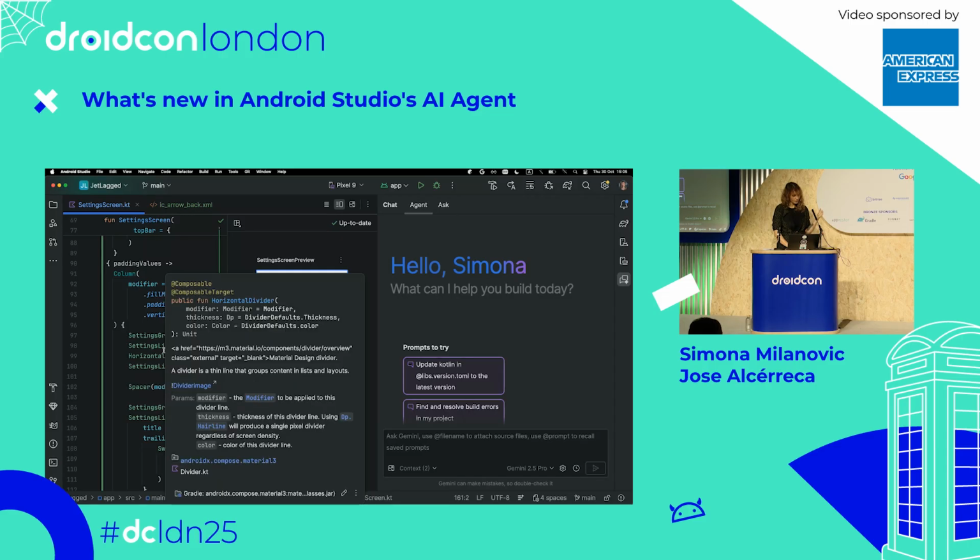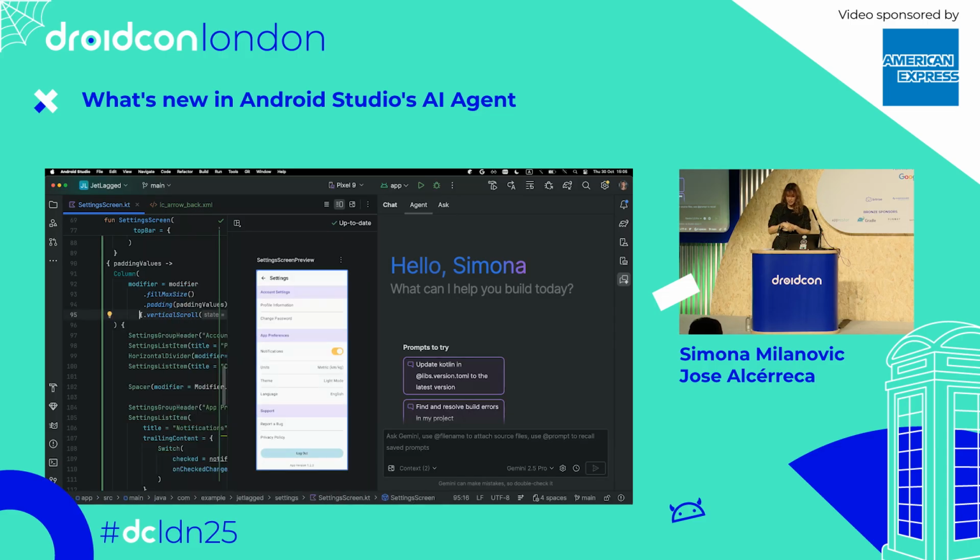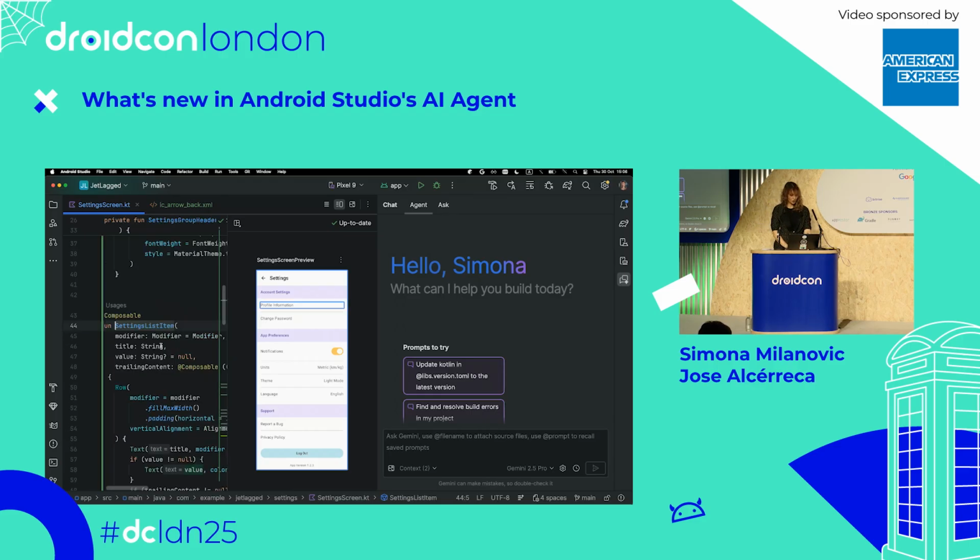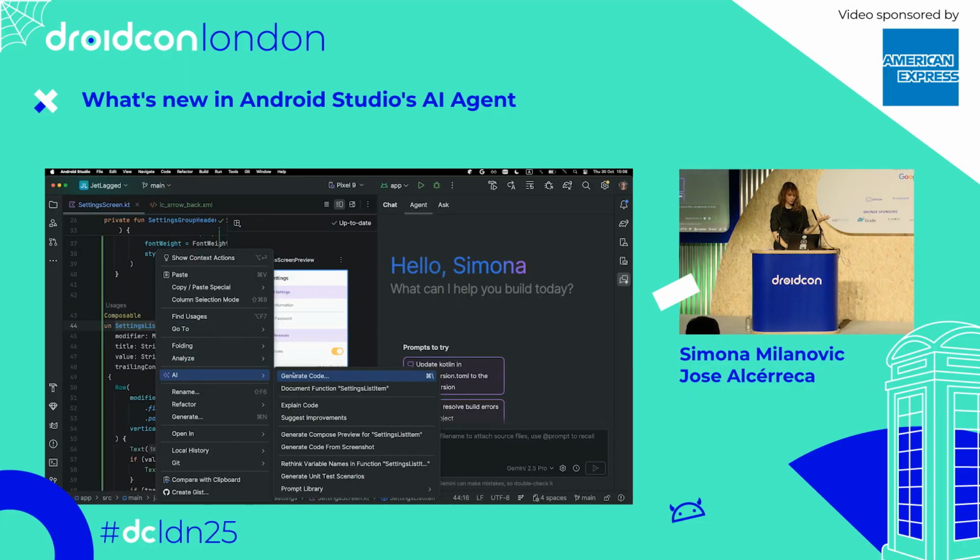Now, a few times during this talk, we said that we want the agent to take over from you the more repetitive tasks and parts of Android development. Now, I love Compose previews. They're a super useful tool, but writing preview after preview after preview is not really something I'd call exciting work. So in order to do that, what I can actually use is the generate compose preview AI feature to help me out with this.